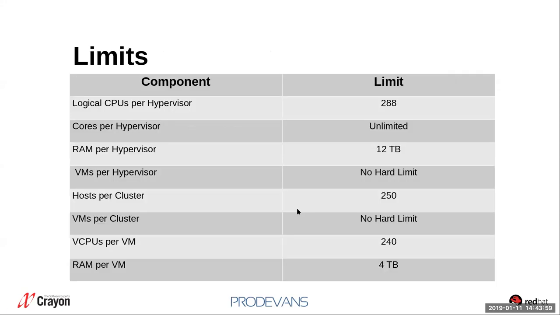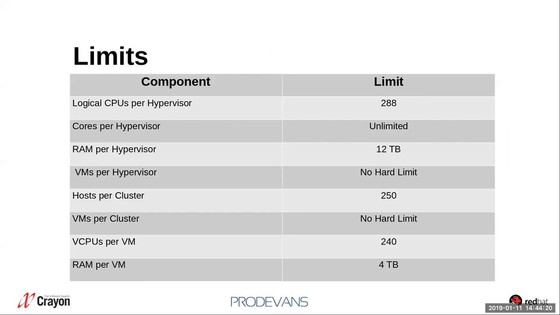So after those features, you can see the limit. So what is this? Red Hat Virtualization is having these components, and based on these components, it is having some limitations. Okay, so this is the one standard. Based on that standard, it is having some limits.